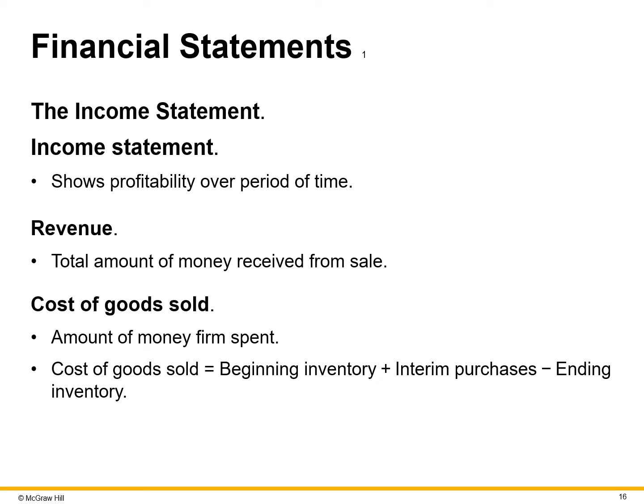Cost of goods sold is the amount of money a firm spends to buy or produce the products it sold during the period to which the income statement applies.